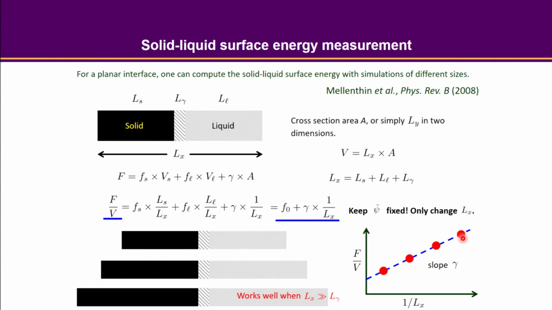The reason is probably that if the system size is not much larger than the interface width, the approximation we are making here is not that good, right? So it's better to extend your system in the x direction as much as possible. In that case, you can have a really nice linear relation. You can read the slope, read the surface energy from the graph. Okay? All right, so that's the second part of this lecture. That's the way you can get a solid-liquid surface energy.